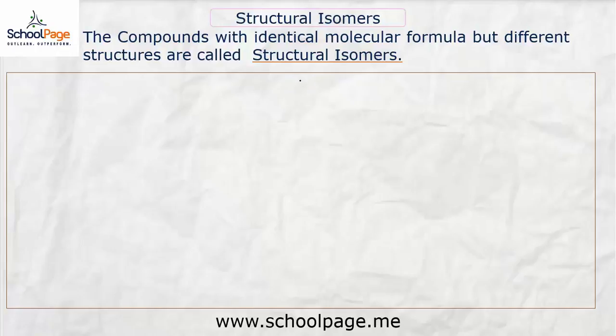Consider the compound with the molecular formula C4H10. There are two compounds which are available in nature with the same molecular formula, butane and 2-methyl propane. Both butane and 2-methyl propane have the same molecular formula C4H10.